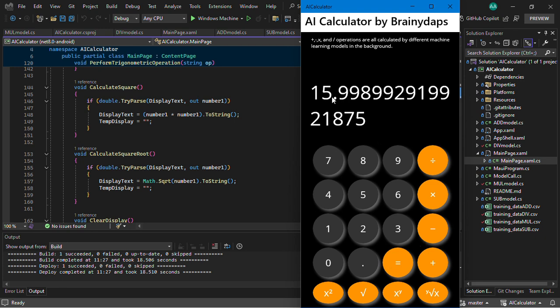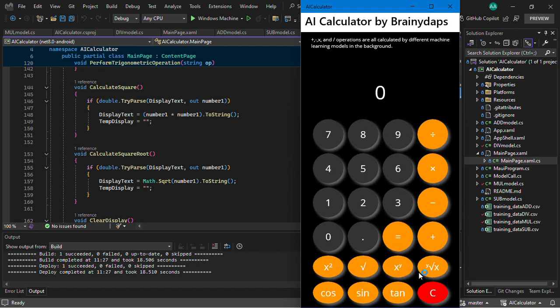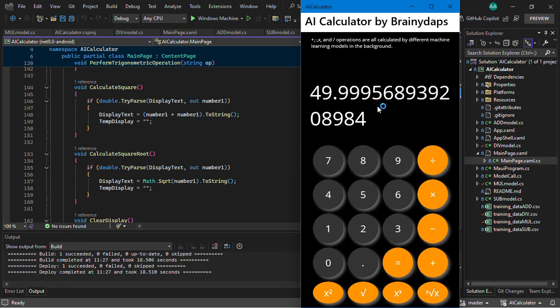Now let's try something else. Okay, let me clear this. Let's say 100 minus 50. We know that's 50, right? Now it says 49.999956. That's also a prediction made by the artificial intelligence. I didn't use the usual mathematical library to code my application. Now let's try something else.